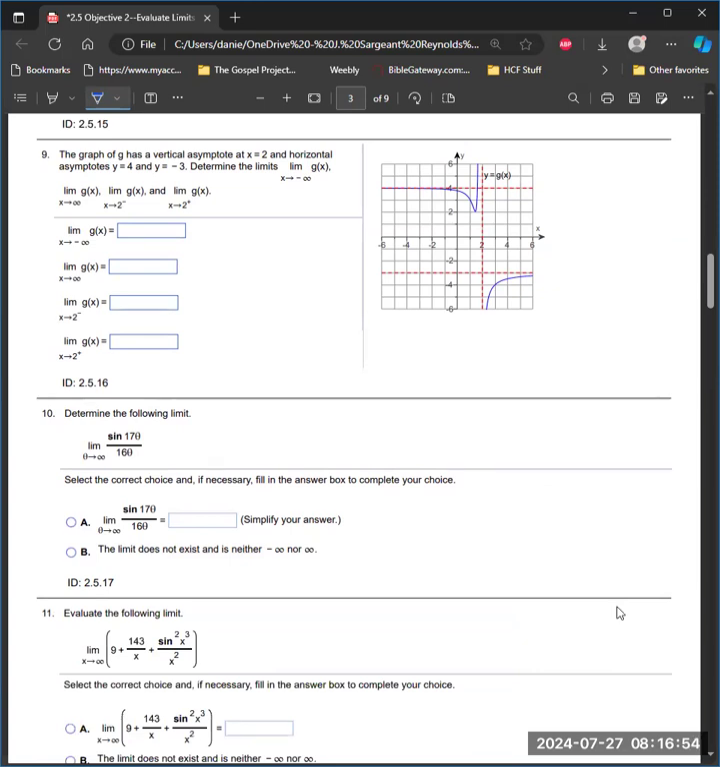The graph has a vertical asymptote at x equals 2 and a horizontal asymptote at y equals 4 and another horizontal asymptote at y equals negative 3. The y equals 4 piece is here as x goes to negative infinity. The y equals negative 3 piece is over here as x goes to positive infinity. So that's the question. As I go to negative infinity, I get close to positive 4. As I go towards positive infinity, I get close to negative 3. As I get close to 2 from the left, I go towards positive infinity. And as I get close to 2 from the right, I go to negative infinity.